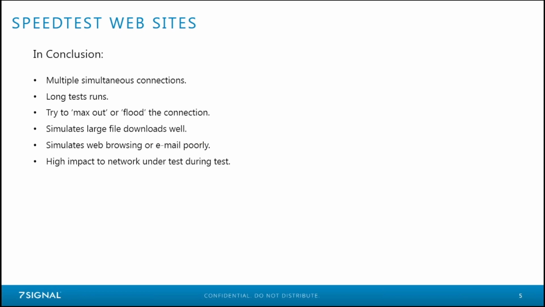But sort of in conclusion, on these speed test websites, they'll run multiple simultaneous connections. They'll do long test runs. They pull every trick out, like I said, adjust buffers and request sizes to try to max out or flood that connection. And they simulate large file downloads, torrent downloads pretty well, because that's what you're doing on those types of applications. But they really don't reflect web browsing or email very well. And finally, they have a big impact to the network whenever they're running the test. So if everybody in an office is constantly running these speed test websites, it can actually put a hurting on the network. What do you think, Jim?